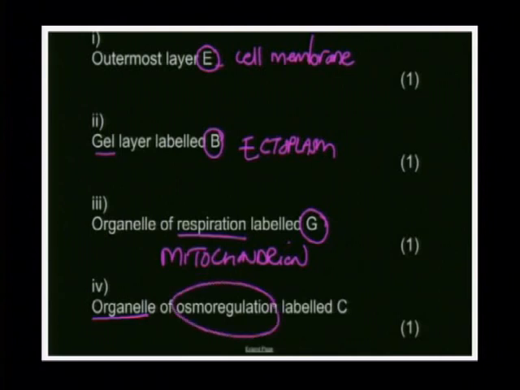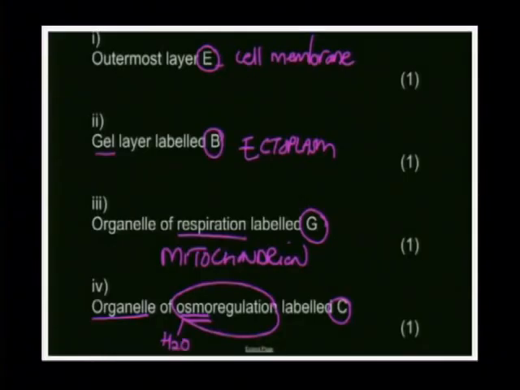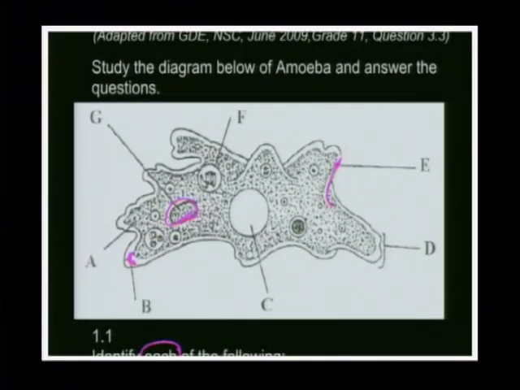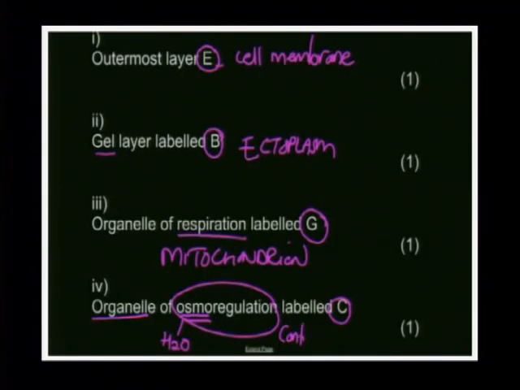And finally, the organelle of osmoregulation, designed to confuse you, labeled C. Look at the word. Osmosis, always is going to refer to water. Which structure in this diagram is responsible for regulating water? Answer, here, bails water out. What is its correct name? It's called a contractile vacuole.